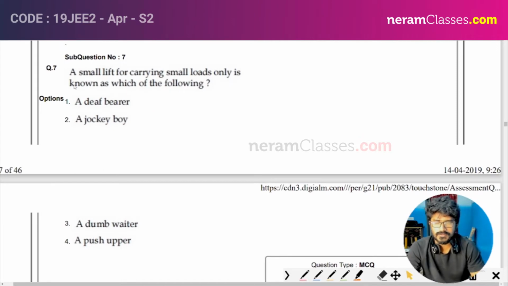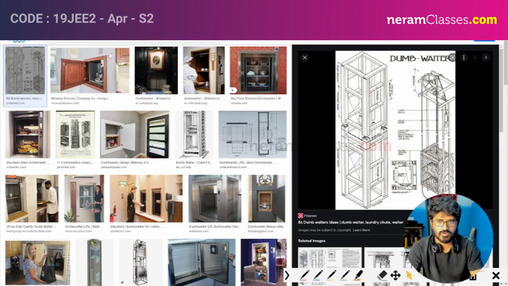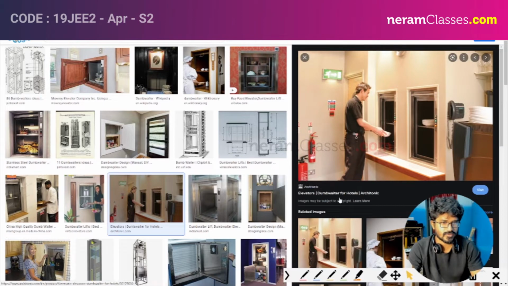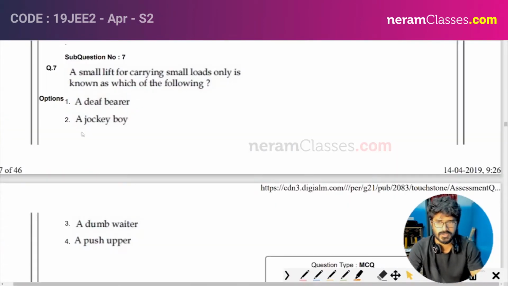Question number 7: a small lift carrying a small load only is known as which of the following? A duff bearer, a jockey boy, a dumb waiter, a push waiter. They are asking what is the name of the small lift that is used for carrying only small loads. It's known as a dumb waiter. This is how it looks. It is used in residential as well as commercial buildings for carrying small loads from one floor to another floor. Okay, this is called a dumb waiter. So the answer for this question is option 3.